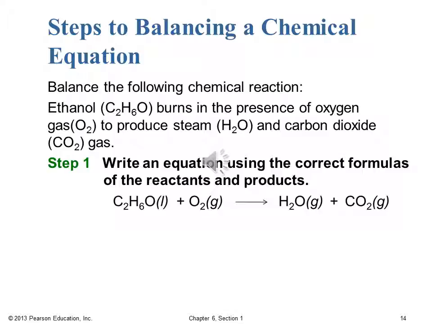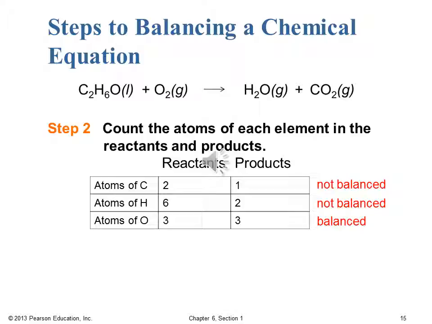So far, so good. Now moving on to step two, we're going to count the atoms of each element in the reactants and products. So on the reactant side, we have two atoms of carbon in that ethanol molecule. We have six atoms of hydrogen in the ethanol molecule. And we have a total of three atoms of oxygen, right? One in the ethanol molecule and then two in the oxygen molecule.